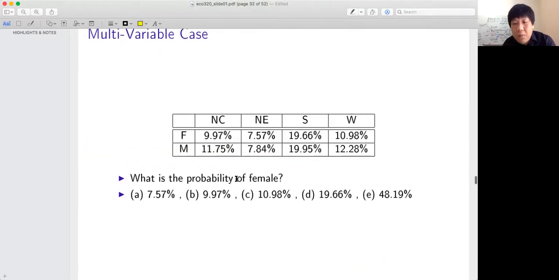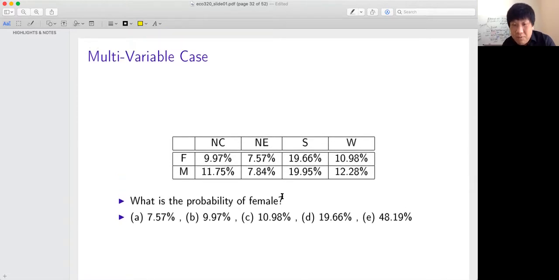So what is the probability of female? I already discussed it, right? But try to pause this, and then I'm going to fill the gap. I'm going to leave the answer right now, so pause it before I reveal it.